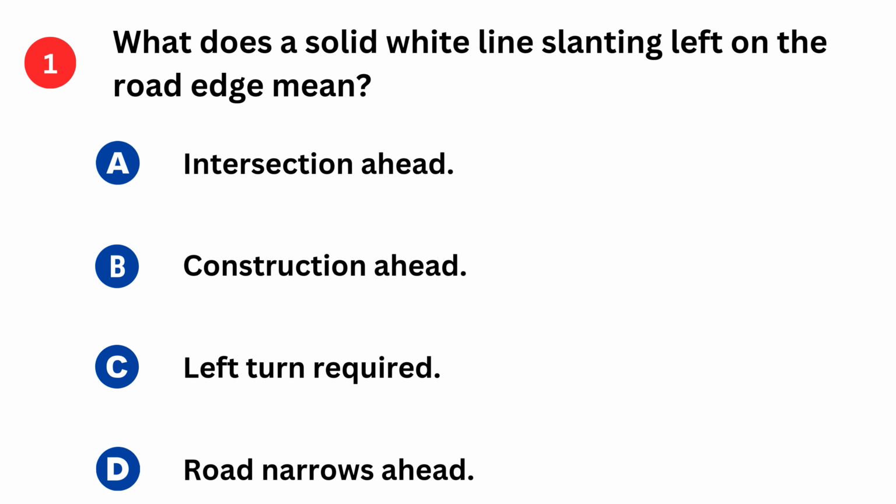What does a solid white line slanting left on the road edge mean? A. Intersection ahead. B. Construction ahead. C. Left turn required. D. Road narrows ahead.